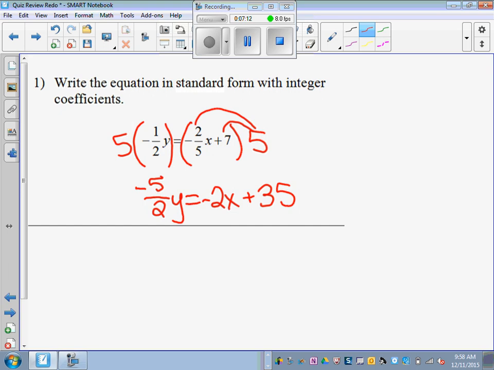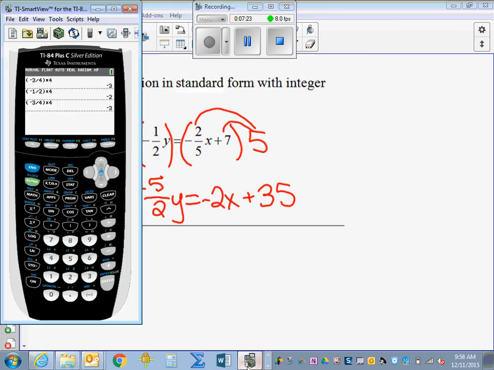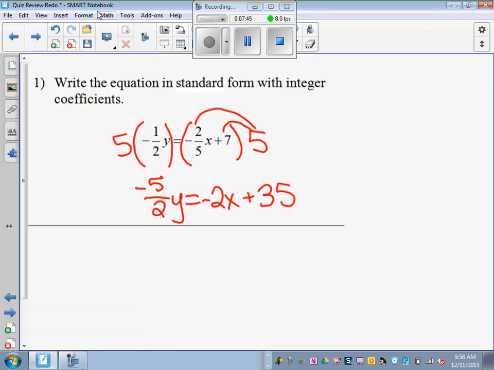5 times negative 1/2, in our calculator. So 5 times parentheses, negative 1 divided by 2, those are parentheses. And you get negative 2.5, but we have to convert it to a fraction. So math, frac, negative 5. Okay, so we got rid of one of our denominators, but we still need to get rid of that other one.